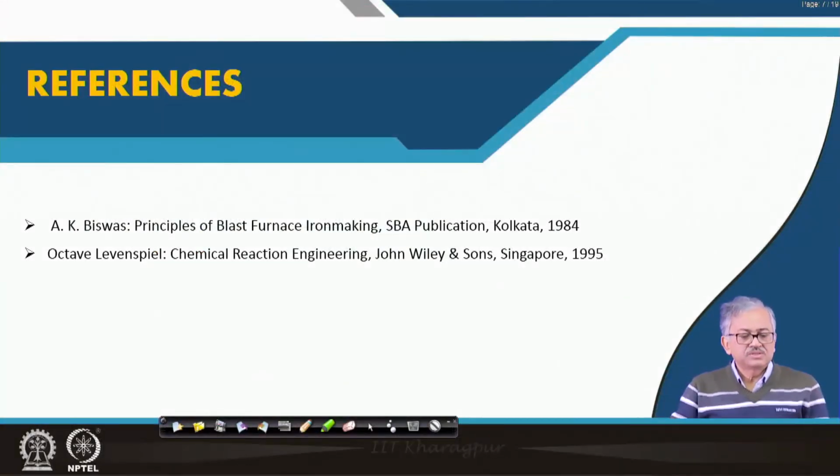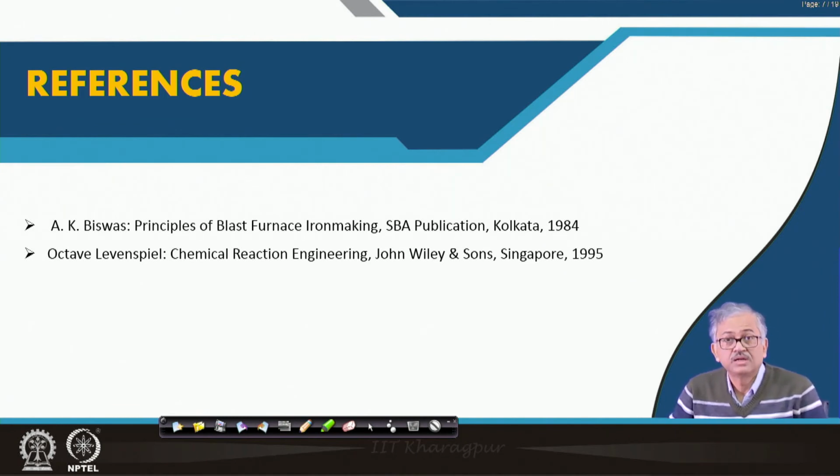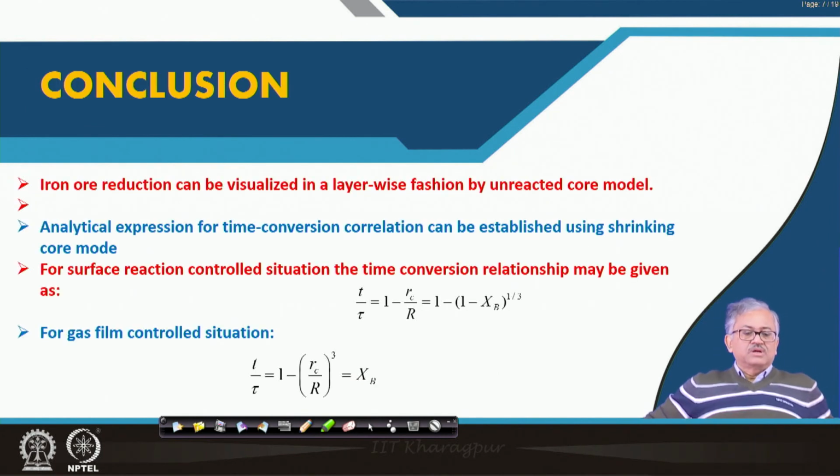This is the major reference of this lecture: Octave Levenspiel, Chemical Reaction Engineering, John Wiley, Singapore, 1995. This is a very good proof on the shrinking core model, so you can go through this book. And A.K. Biswas, Principles of Blast Furnace Iron Making, which we have used here, is nicely depicted there, that is the layer-wise oxide reduction. Okay. So, now come to the conclusion.